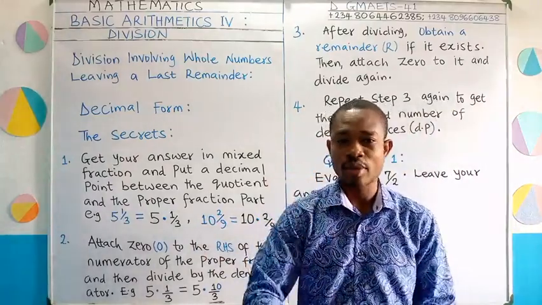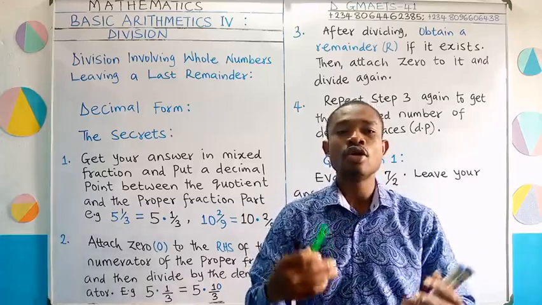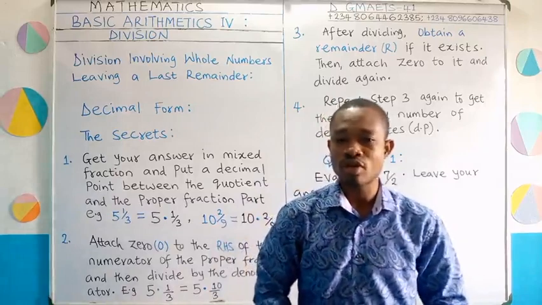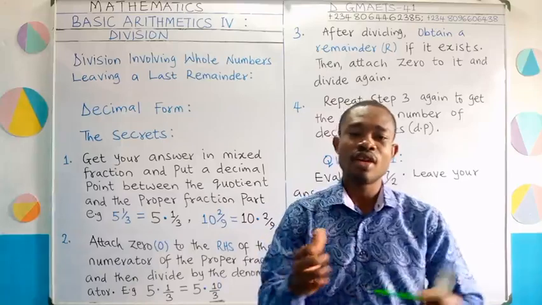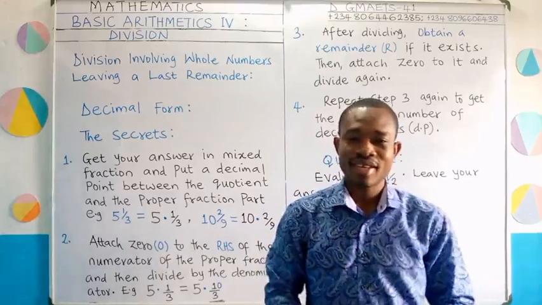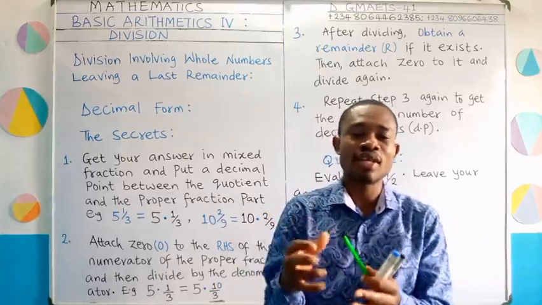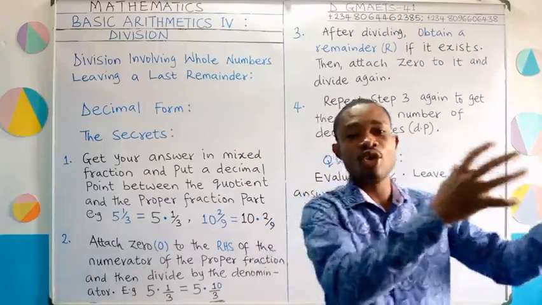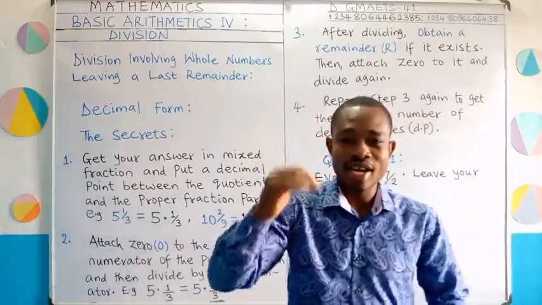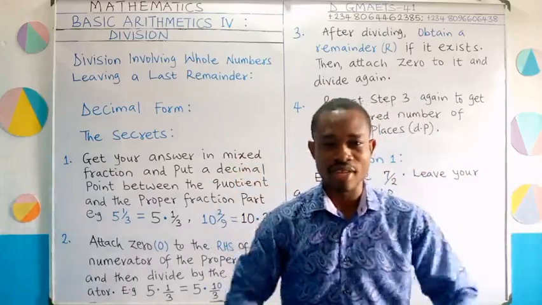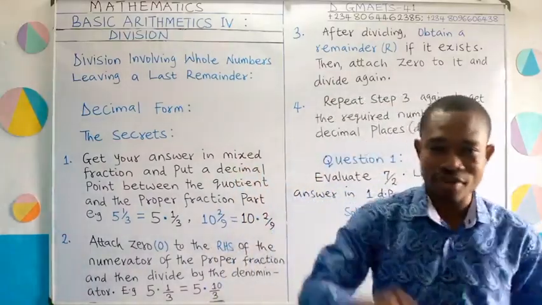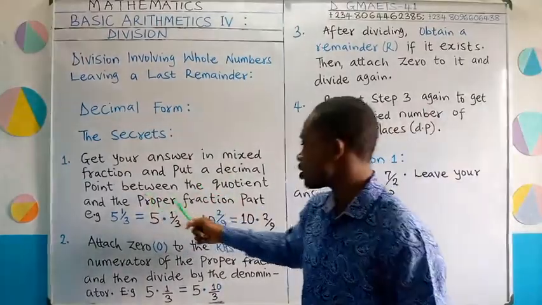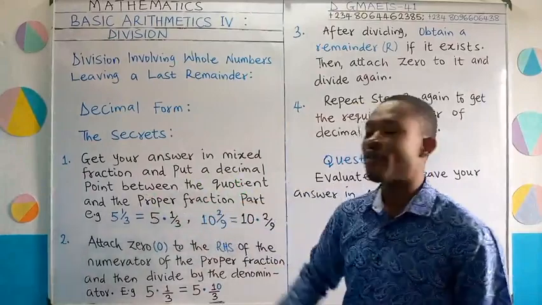I want to believe by now when you hear quotient you should know what it means. From our last class I explained all of this. That's the whole number of times the denominator divided the numerator. That's what we call the quotient. Then the proper fraction part is the fraction part you get when you write your answer in mixed fraction. We usually have something like Q whole number, remainder, that is R over D. Q is the quotient, the whole number of times, and R, the remainder. So you are expected to put a decimal point between the quotient and the proper fraction part.